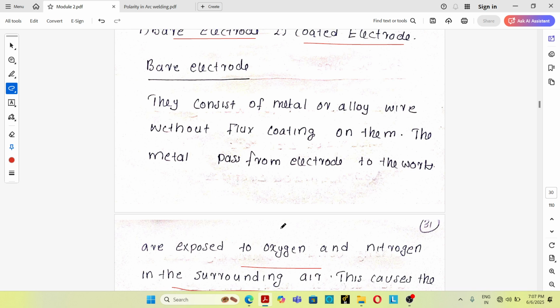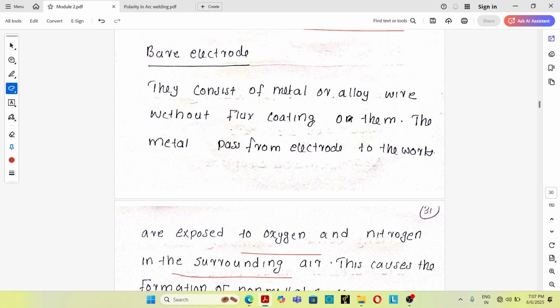As the metal is transferred to the molten weld pool, it is exposed to the surrounding atmosphere. When it is exposed to the surrounding atmosphere, the metal absorbs oxygen and nitrogen and forms non-metallic constituents, and that will be trapped in the rapidly solidifying weld metal. It will decrease the strength and ductility of the weld bead.